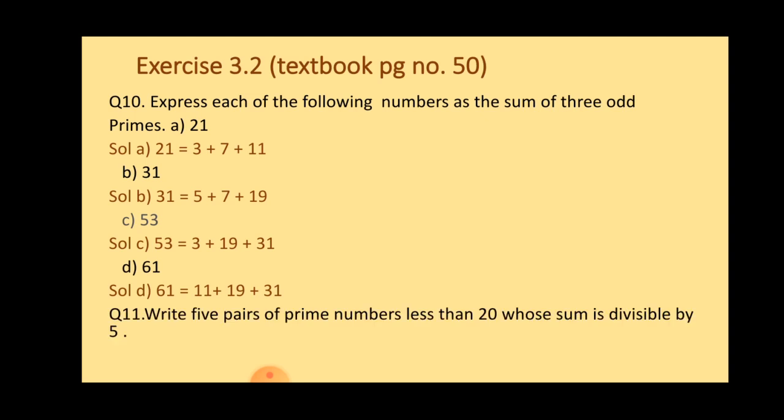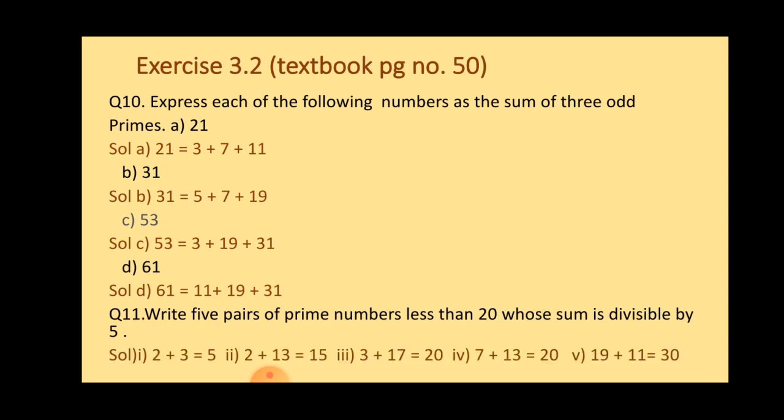Now if I talk about question number 11, here we need to write 5 pairs of prime numbers that are less than 20 and whose sum is divisible by 5. So here is the solution. We have taken 2 with 3 and added them to get 5, as well as 2 with 13, and you can see we have got 15. In the same manner other pairs also we have taken, and you can see everywhere we have got a sum, and that sum is divisible by 5.